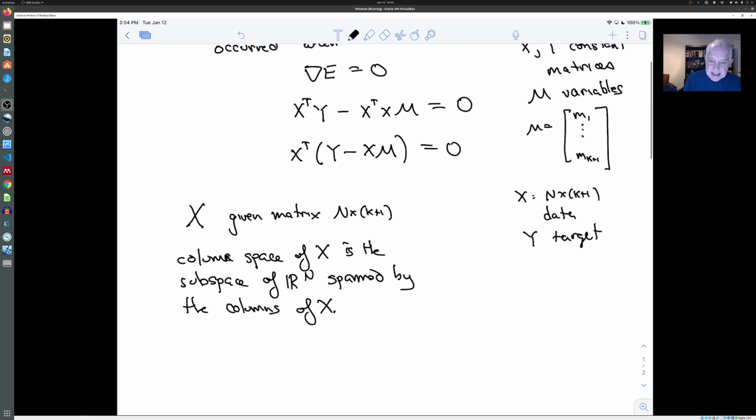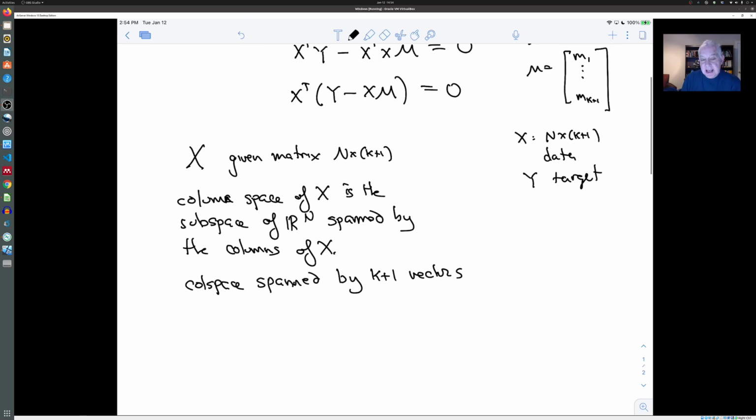So each column of x has n entries. There are k plus 1 of them. So the column space is spanned by k plus 1 vectors in our situation if we're using our matrix x. Now, it may have dimension k plus 1 or smaller because the columns of a matrix need not be linearly independent, but let's not worry about that for the moment.